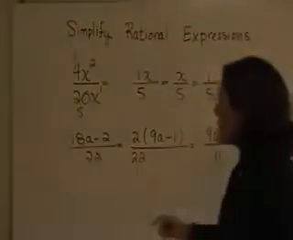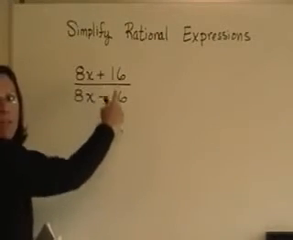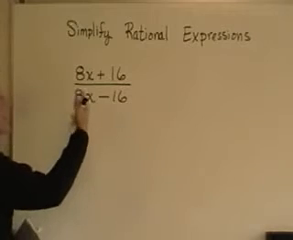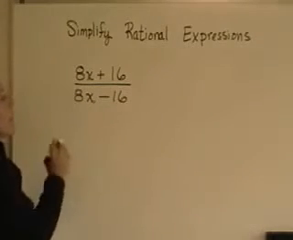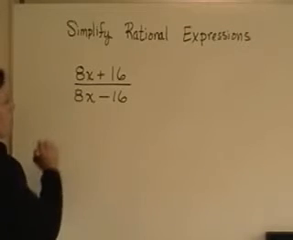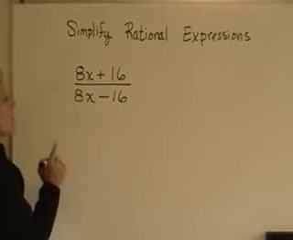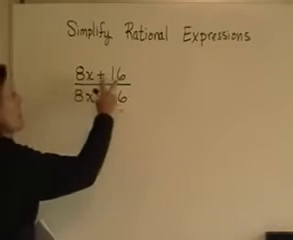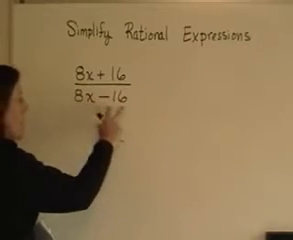When looking at a problem like this, people often think that they can just reduce those 8x's and reduce those 16's, and maybe have something like 1 minus 1, possibly. You cannot simplify rational expressions, nor can you multiply or divide rational expressions until you've factored everything first. These are not factors right now, they are terms. This is a binomial. This is a binomial as well.